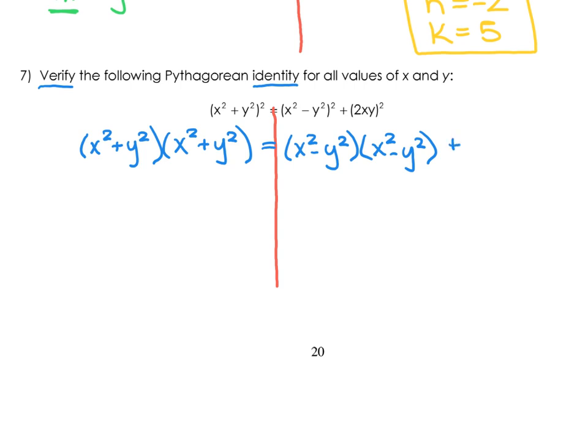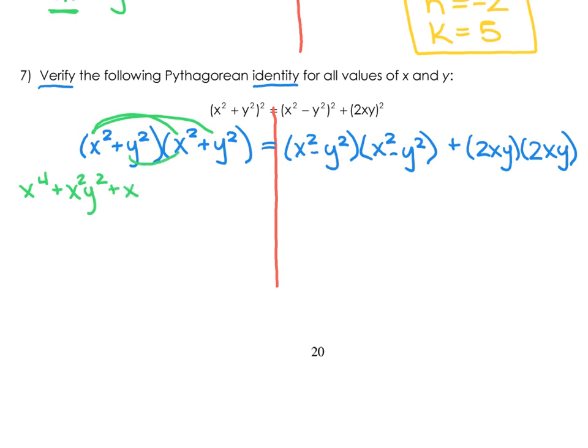And then there's a plus, and that's a 2xy all squared. So again, that's 2xy times 2xy. Okay, all right, let's put it all together. Here we go. X squared times x squared, x to the fourth. X squared times y squared is positive x squared y squared. Y squared times x squared is a positive x squared y squared. And a y squared times a y squared is a positive y to the fourth. Again, remember you add your exponents when you're multiplying.